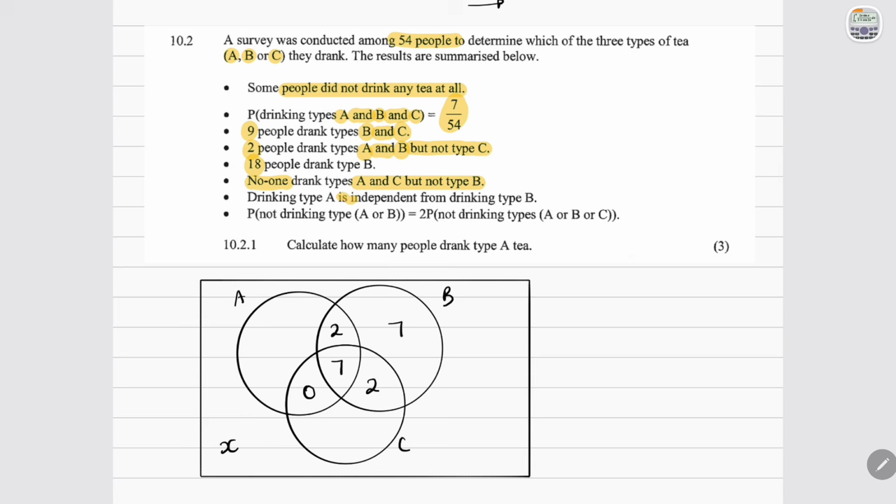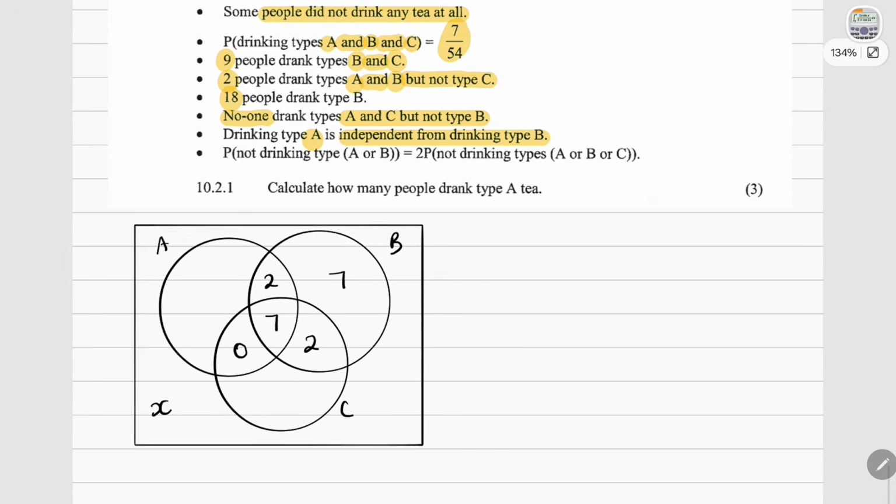And then we have drinking type A is independent of drinking type B. Okay, so we're working with independent events here. Independent events work like this. We're working with events A and B. If they say that A is independent from drinking type B, then this means that the probability of A and B is equal to the probability of A multiplied by the probability of B. Okay, so that's just what that means.